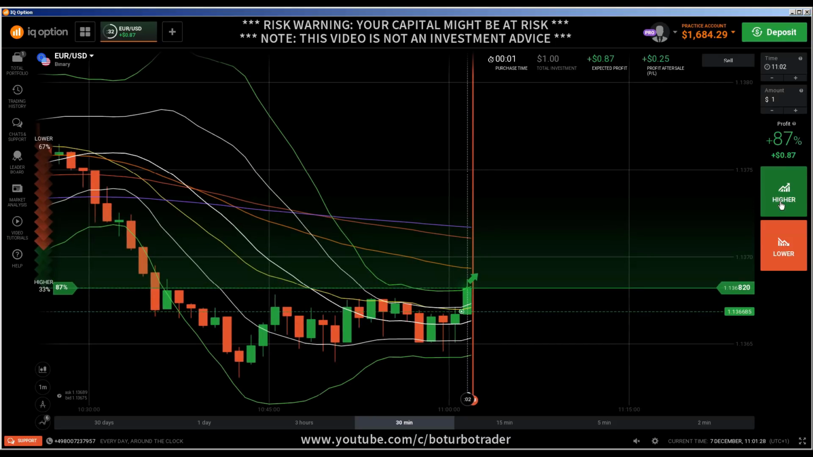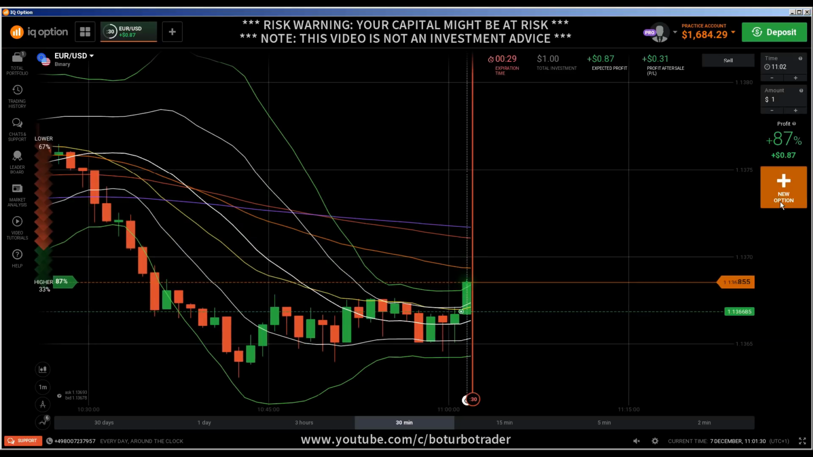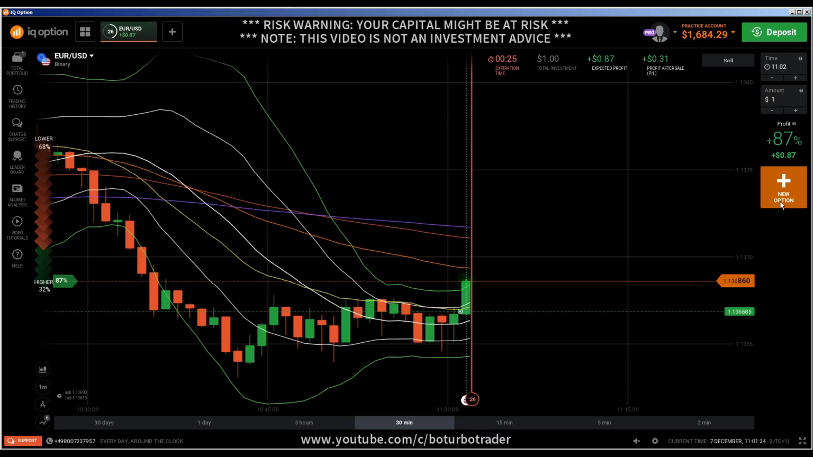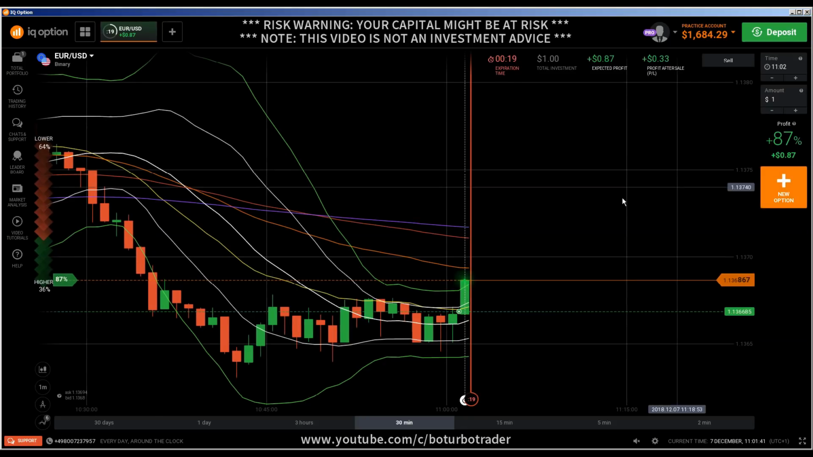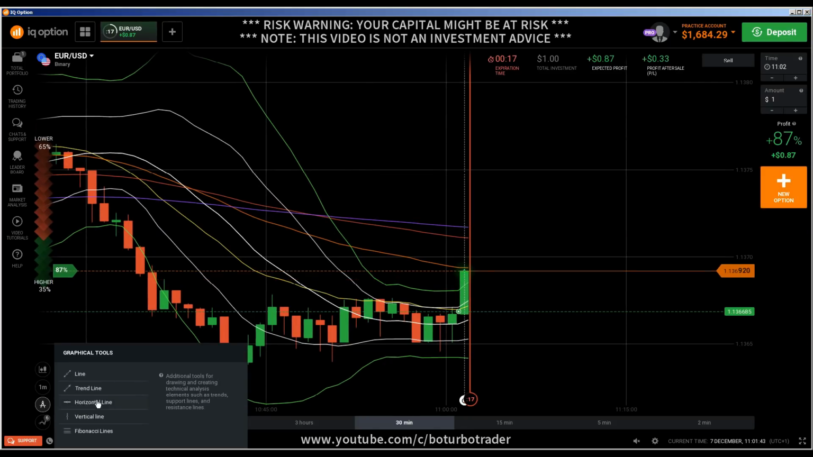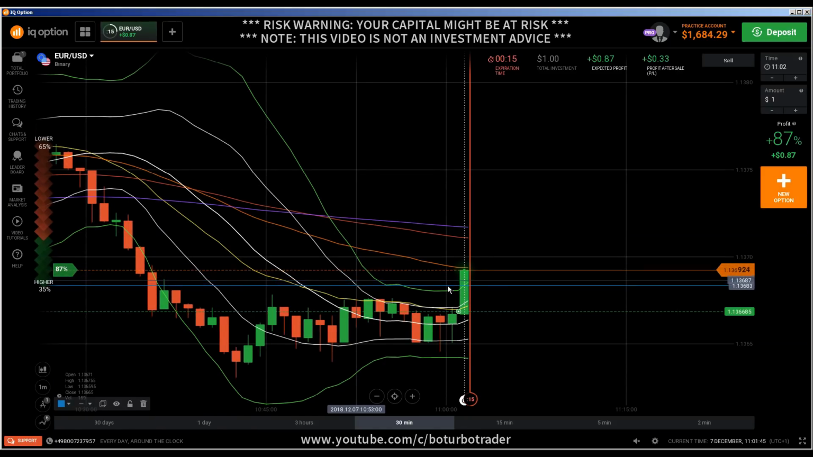Let me see what's going on here. You see, we have a nice breakout now, like I have explained and expected before. I have told you this, because I was expecting this. And here we have a support and resistance level. Let me show you this. This is a support and resistance level. You see the flat Bollinger Band here.